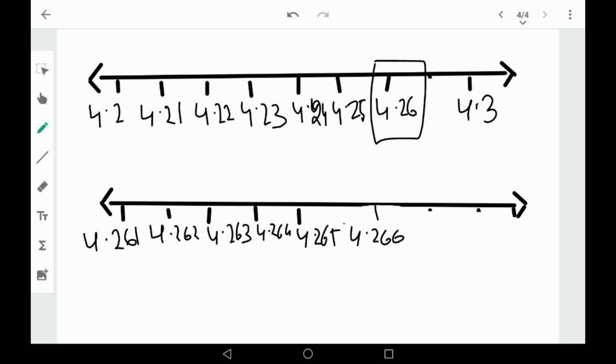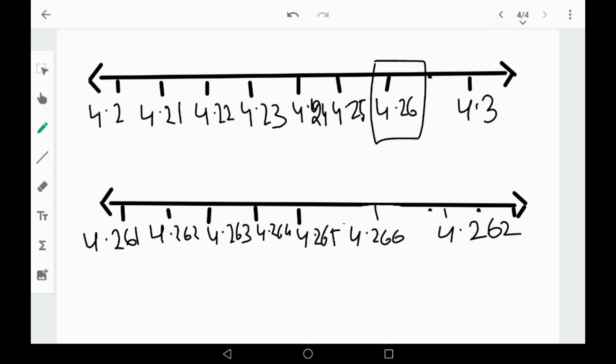So I wrote the numbers between 4.261 and 4.262. The last digit, whatever is there, will increase at the end. Here 1 is there, so I took 2. Here 2 is there, so I took 3. In that way the last digit will be increasing at the end. So you can write this as 4.267, like that till 9 you can write.